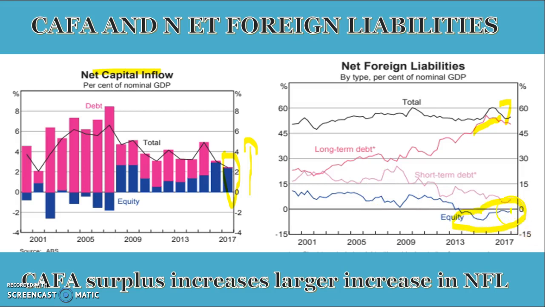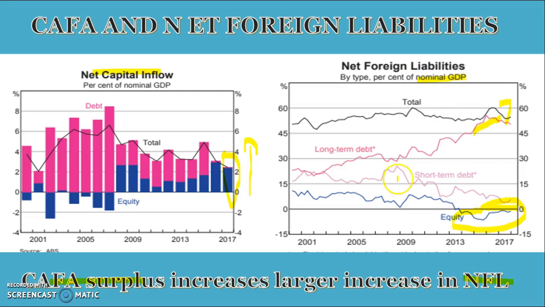and at the moment it's below 0, which signifies that we have more foreign assets than foreigners have in our assets, or we have a higher share of foreign shares and foreign properties and foreign businesses than they do in Australia. But the key thing to remember is whenever we have a CAFA surplus, it will increase our net foreign liabilities. This is a percentage of our GDP, so it's not in dollar terms.